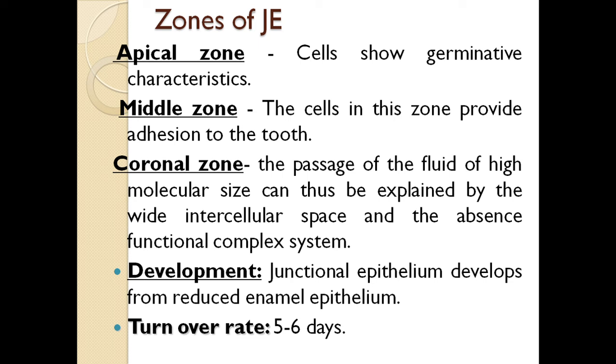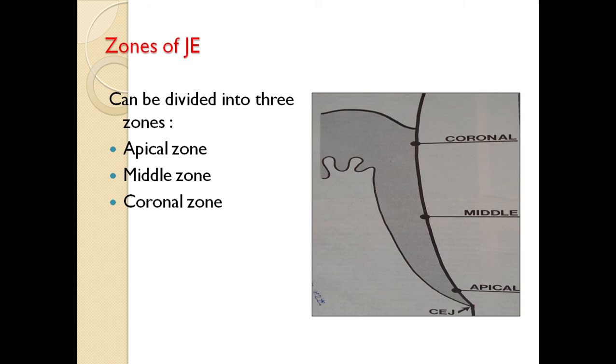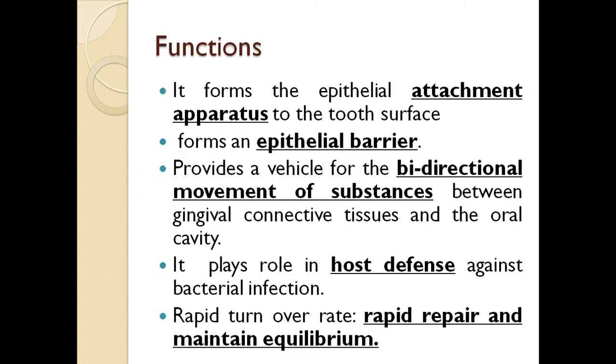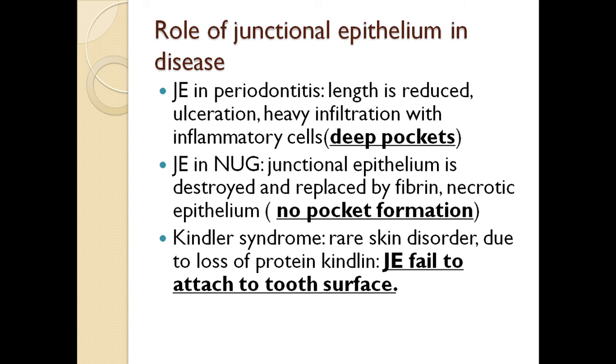Development: junctional epithelium develops from reduced enamel epithelium. Turnover rate is 5 to 6 days. So these are the zones: apical, middle and coronal. Function: it forms the epithelial attachment to the tooth surface. It forms an epithelial barrier. It provides a vehicle for the bidirectional movement of substances between the gingival connective tissue and the oral cavity. It plays a role in defense against bacterial infection. Rapid turnover rate and rapid repair maintain the equilibrium.